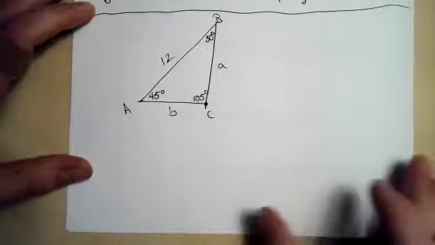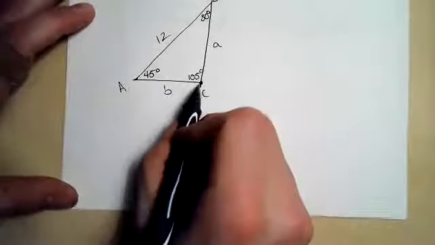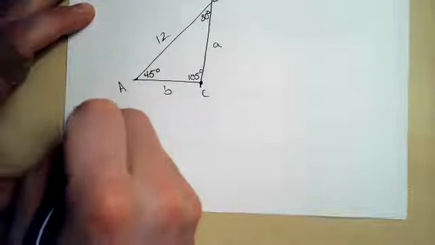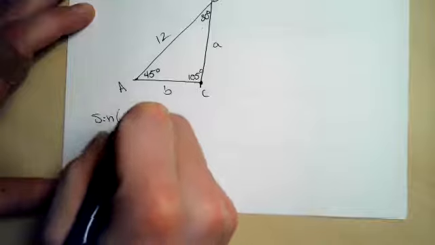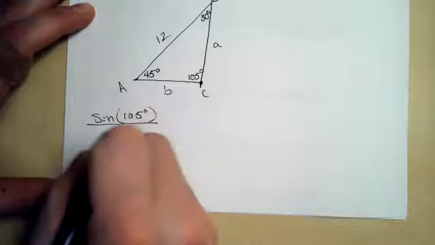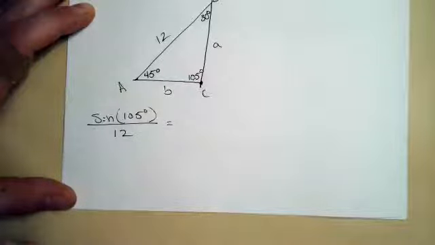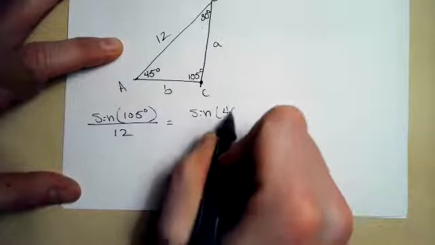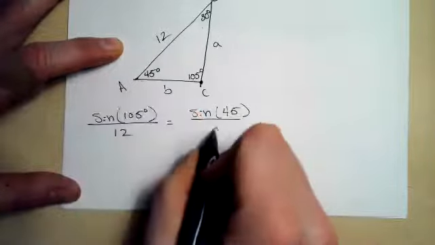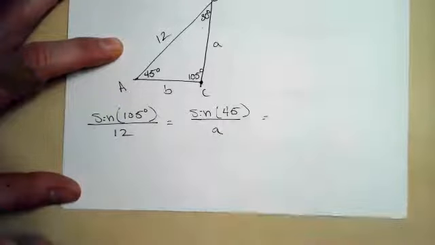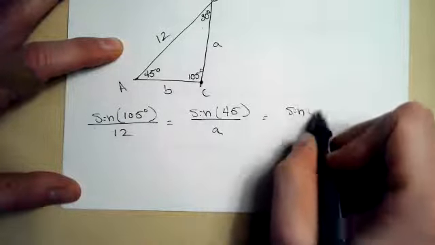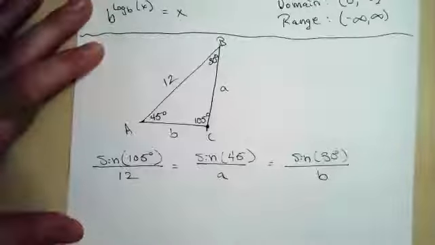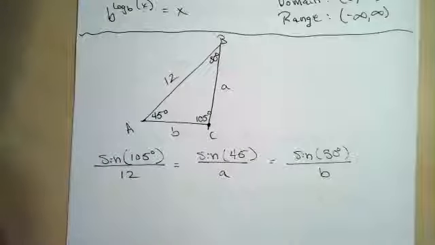So we can set all of this up with law of sines. Since we have side C and angle C, we are going to have sine of 105 over 12 is equal to sine 45, that's angle A, divided by side A, which is also going to be equal to sine of 30 degrees over B. So there's two equations there. We kind of condensed them.